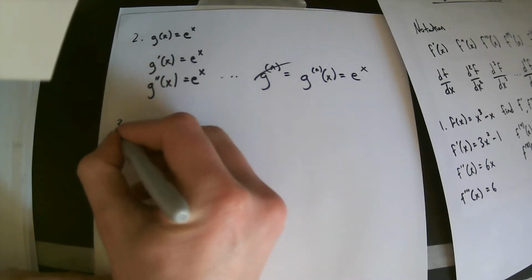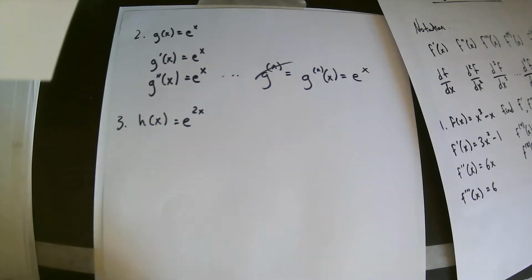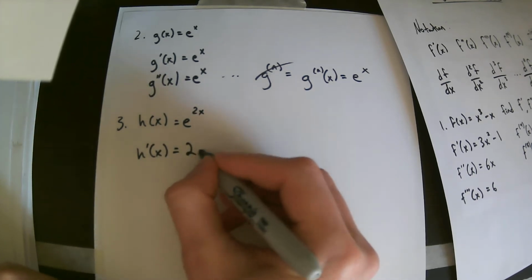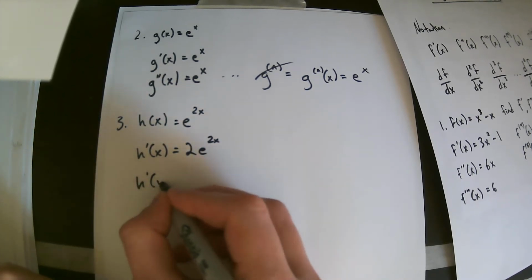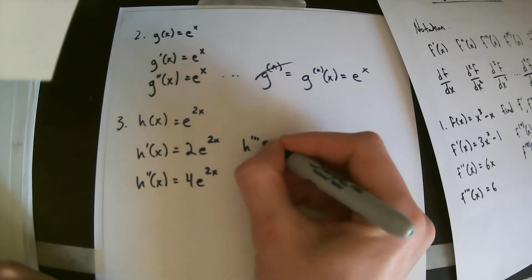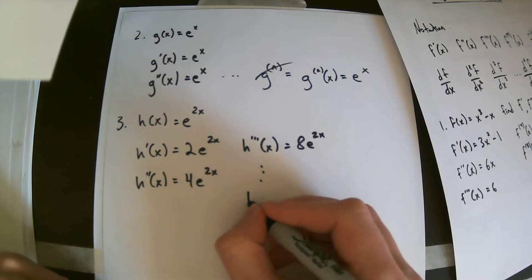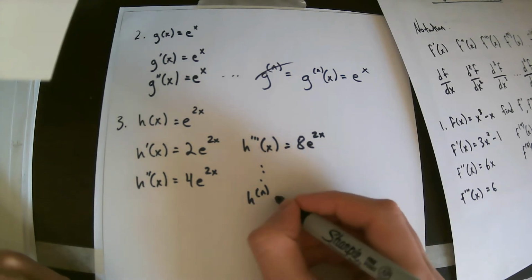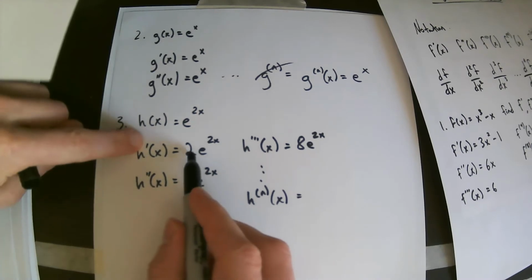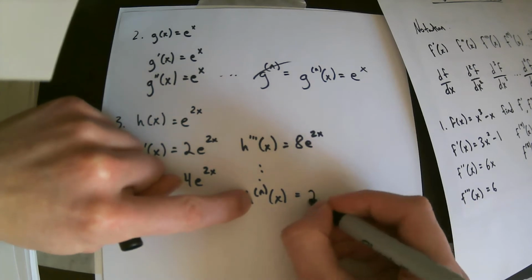More interesting maybe, what about e to the 2x? Because remember, by the chain rule, that 2 is going to drop every time you take a derivative. So the first one would be 2e to the 2x. Second one would be 4e to the 2x. Third one, 8, always dropping a 2. So what would it be for h of the nth derivative? Well, how many 2's are you going to have? Here you have 1 2, 2 2's, 3 2's, n 2's, all multiplied together.